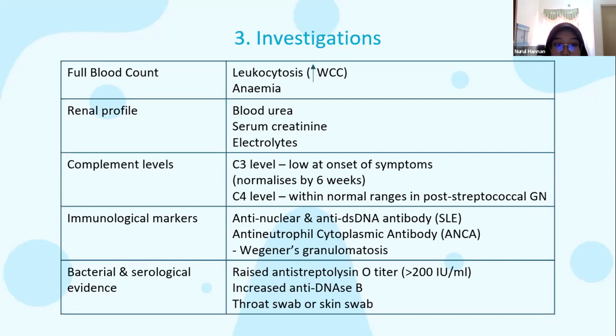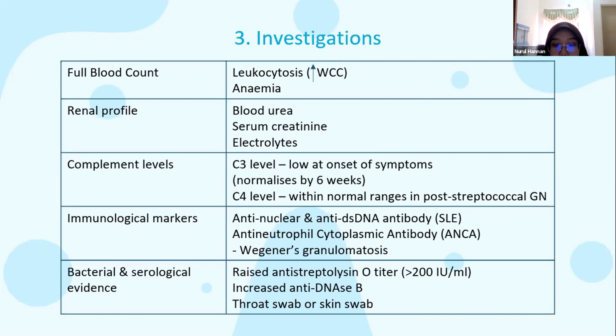glomerulonephritis. Then we can also do immunological marker, anti-nuclear and anti-dsDNA antibody to exclude SLE. And also we can do anti-neutrophil cytoplasmic antibody to exclude vasculitis such as granulomatosis, which is also one of the causes of glomerulonephritis. And then we can also do bacterial and serological evidence.